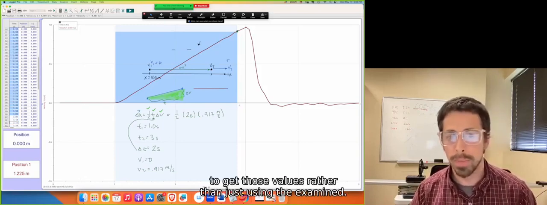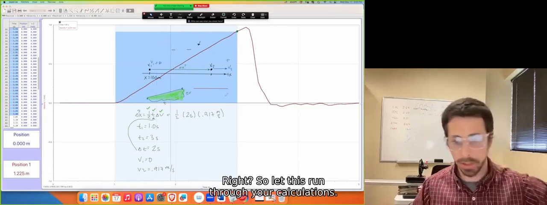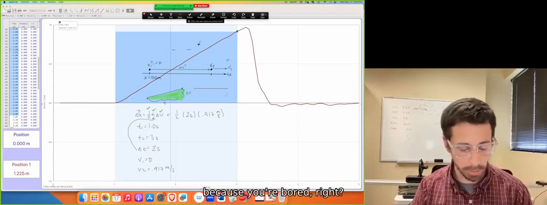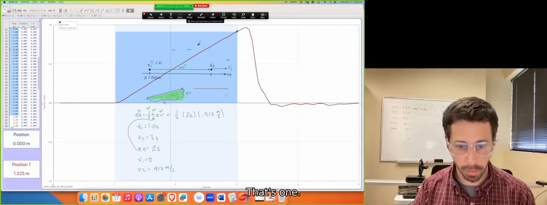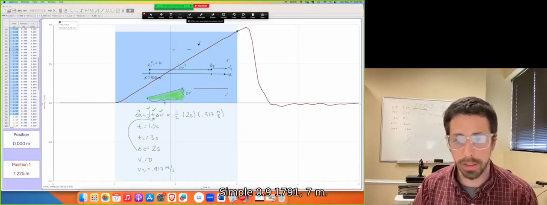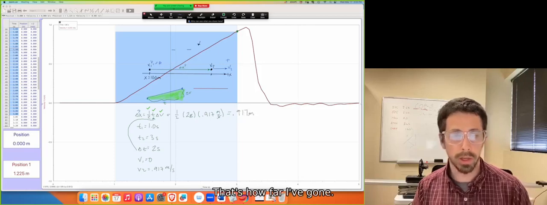Okay, so there's lots of ways that you can use this software to get those values rather than just using the examine. Right. So with this, run through your calculations. Maybe you've already done that because you're bored, right? 0.5 times 2, that's 1. So well, that's simple, 0.917. 0.917 meters is how far I've gone.